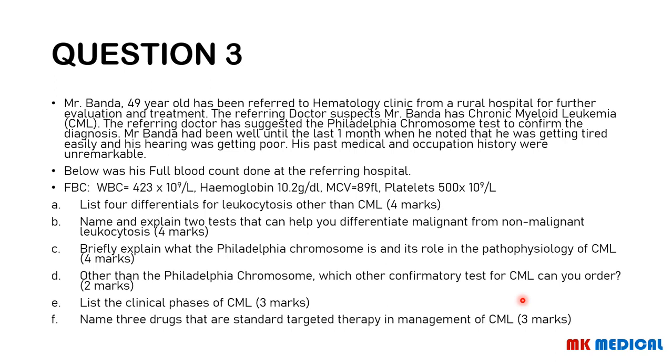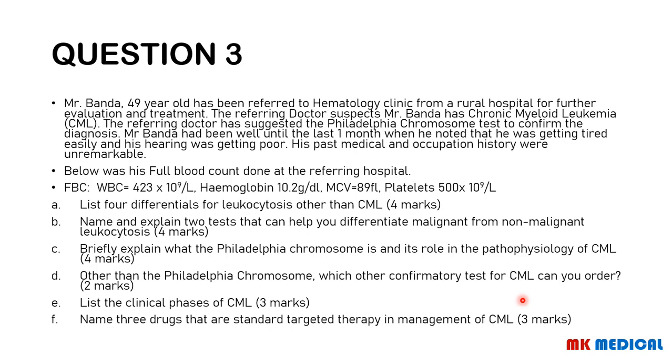Mr. Banda had been well until the last 1 month, when he noticed that he was getting tired easily and his hearing was getting poor. His past medical and occupational history were unremarkable. Below was his full blood count done at the referral hospital. White blood cell count 423, hemoglobin 10.2, MCV 89, platelets 500.